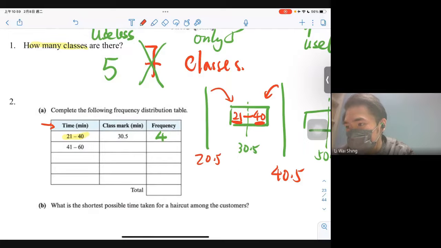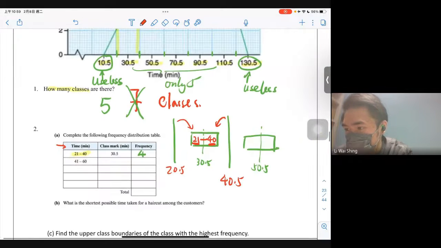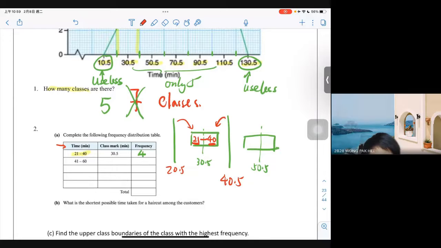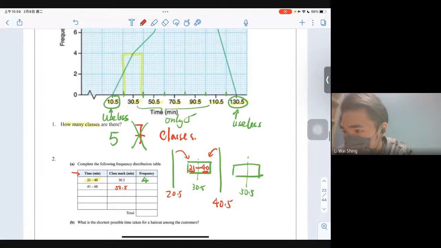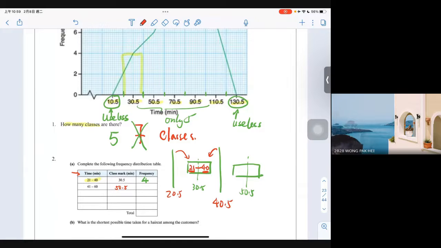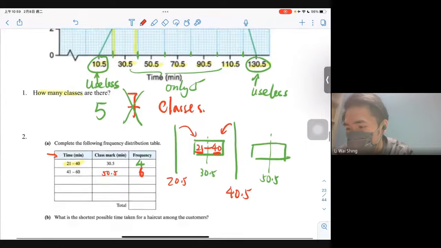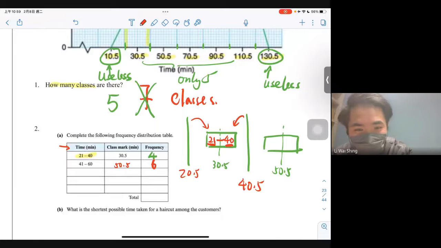The class mark of the second class, it should be, 41 to 60, the class mark is 50.5. Yes, the frequency is 6. Okay, so pick one of your friends. Who is your friend? You don't have friends? Marcus. Oh, Marcus. Okay, congratulations, Marcus.